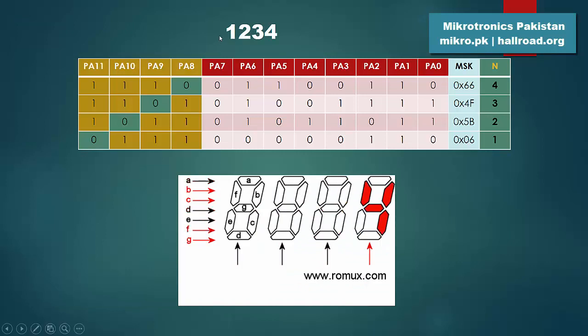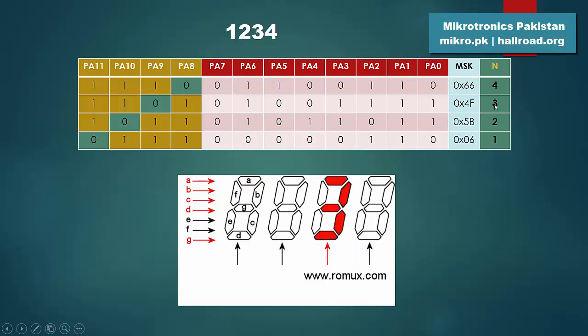So we are going to display 1, 2, 3, 4 in our example, let's say. When there is number 4 to be displayed, we need to send a mask 0x66, and we have to activate the pin PA8, because in our case we have connected the cathodes directly to the microcontroller. So a 0 on the microcontroller pin will activate the digit, 1 will inactivate the digit.